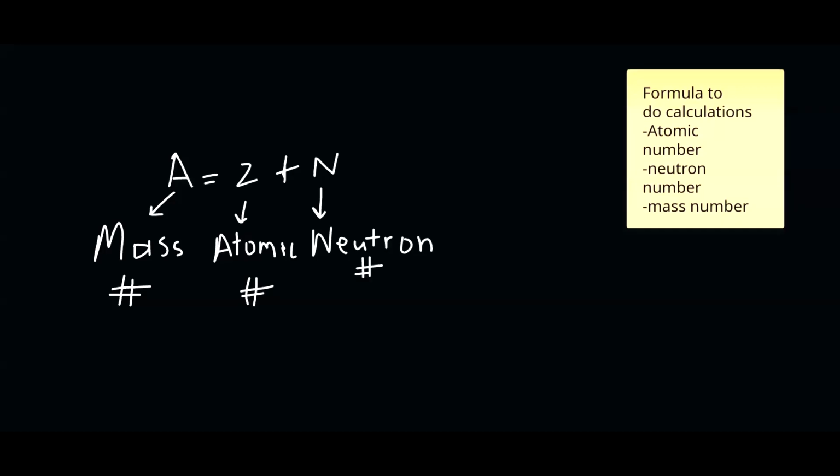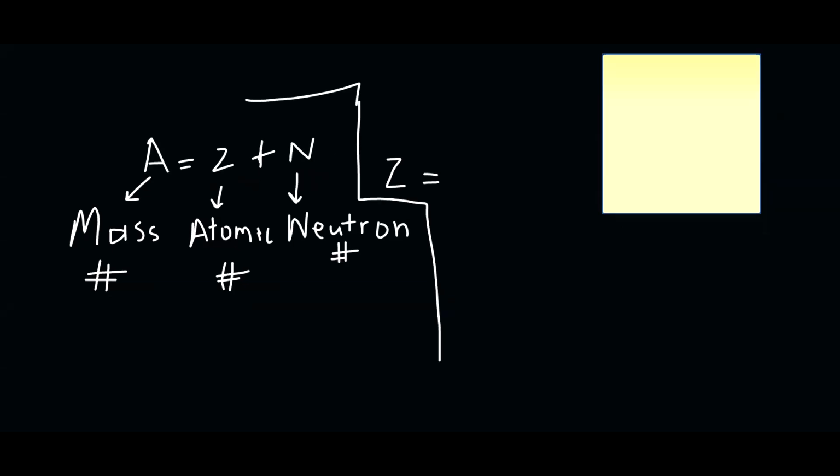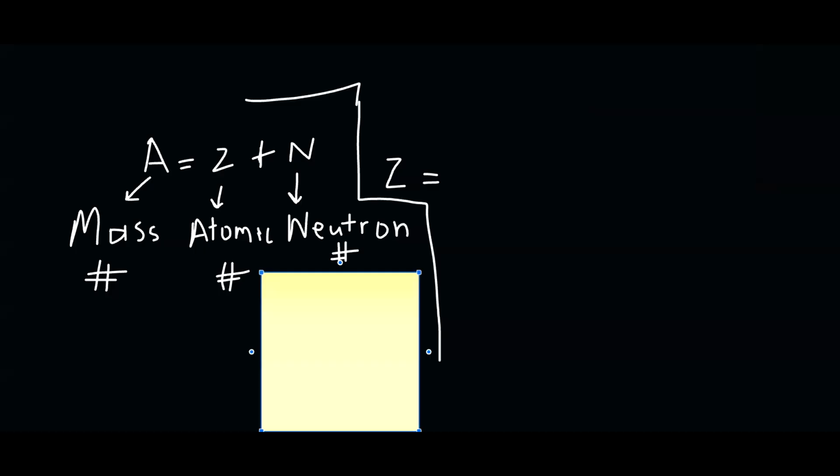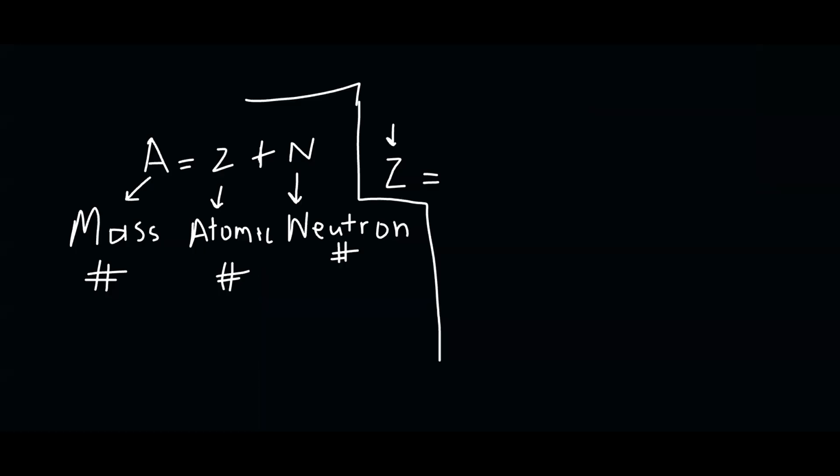Now, using transposition to get the amount of protons, which is Z, let's just ensure that we separate them so we don't become confused. To get the atomic number, Z equals A, the mass number, minus N. So to get the amount of protons, it would be the mass number minus the neutron number.